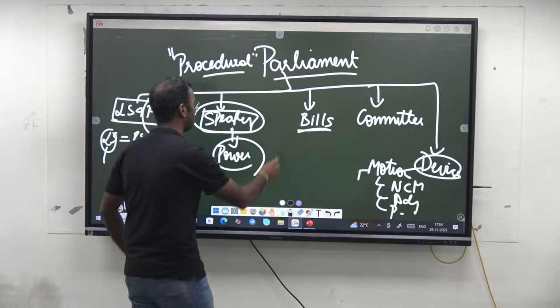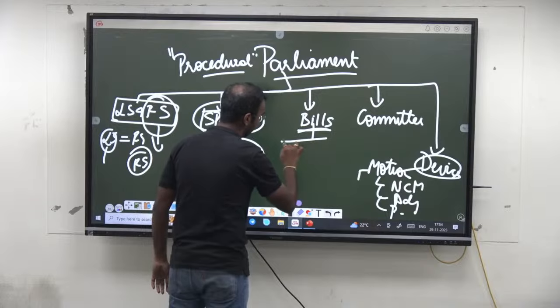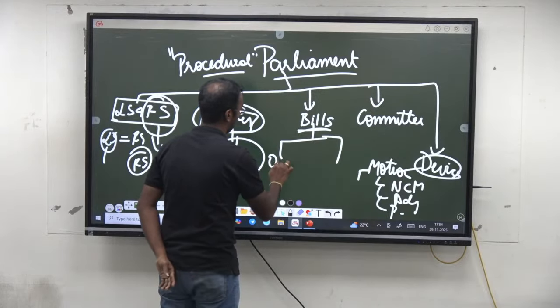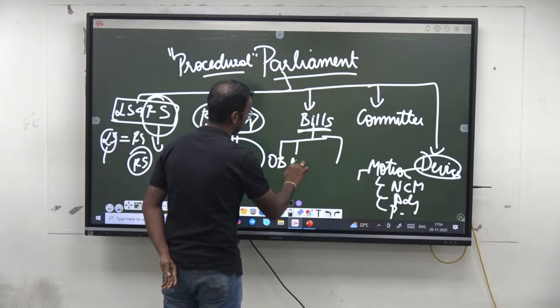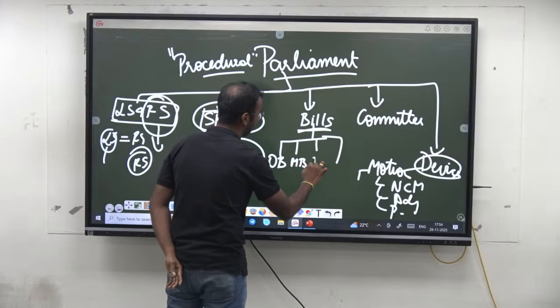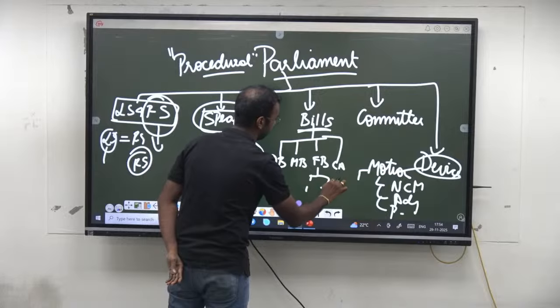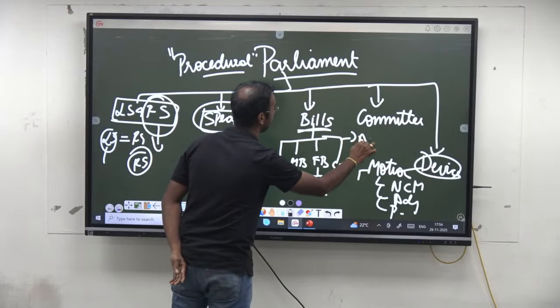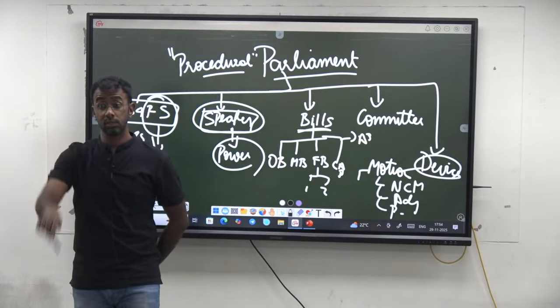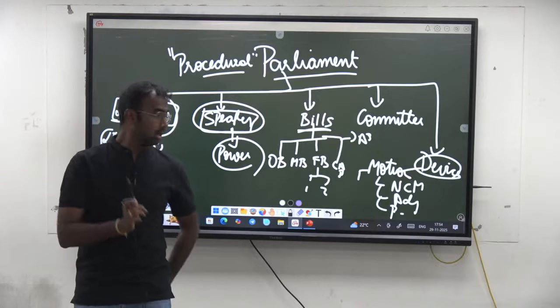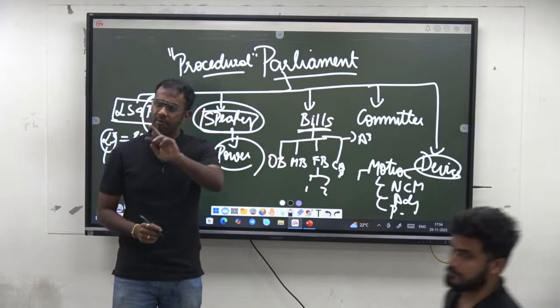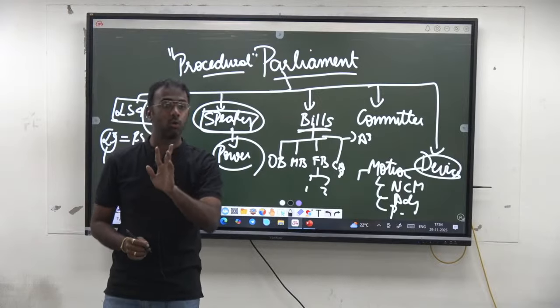Next, let us come to bills. Again, in bills, what are the types of bill? Ordinary bill, money bill, financial bill 1 and 2, constitutional amendment bill. One more, later you will be reading something known as appropriation bill also during budget. So out of this, every 2 or 3 years, UPSC will ask 1 or 2 questions.